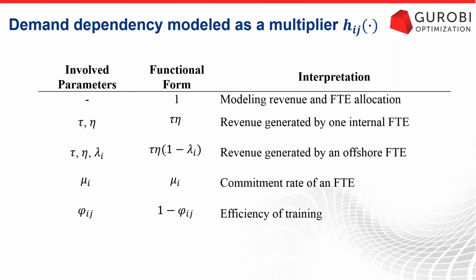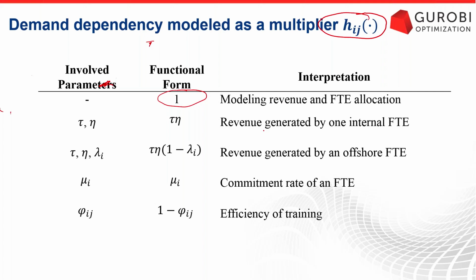Now we introduce a very important concept for describing bill of labor, that is the multiplier. We use the notation Hij to describe the demand dependency amount between the labor with role I to labor with role J. Now the simplest form of multiplier is for describing the revenue and FTE allocation. So here the multiplier is simply a scalar of 1.